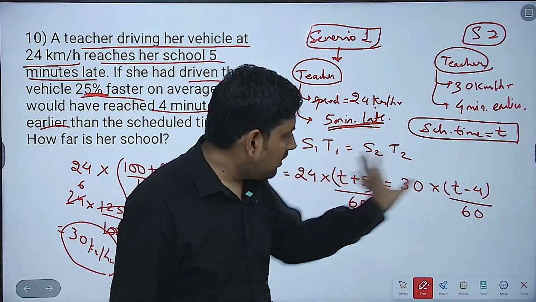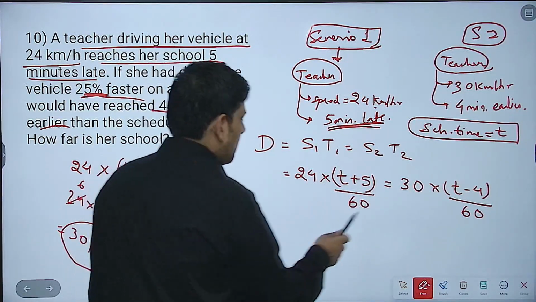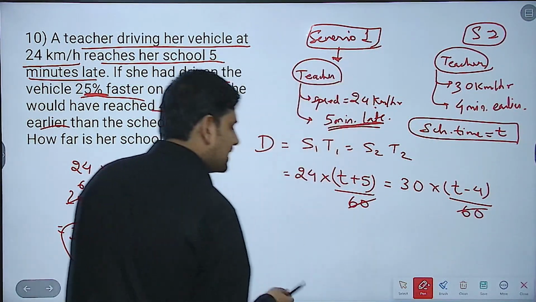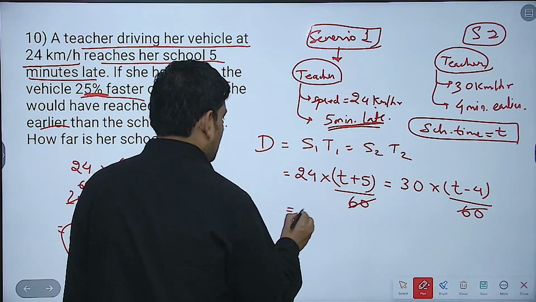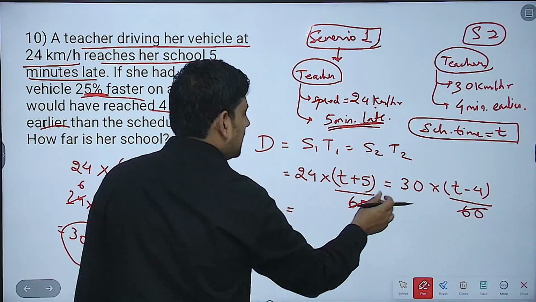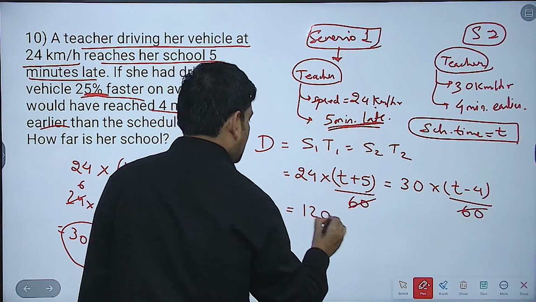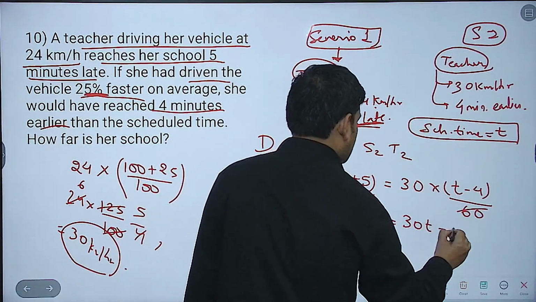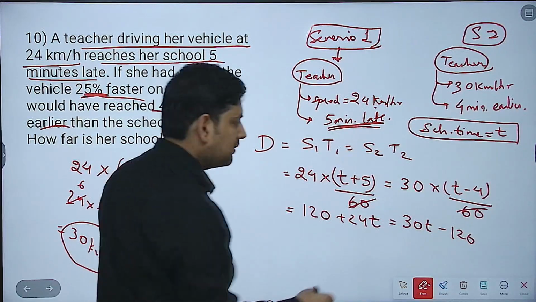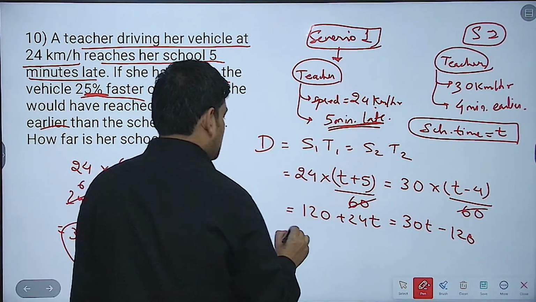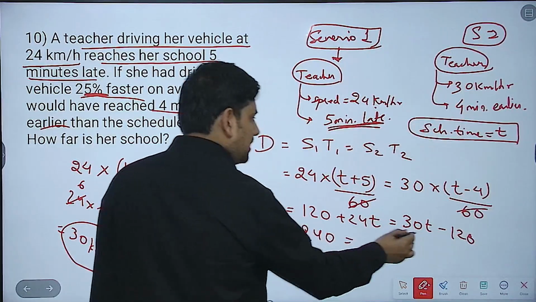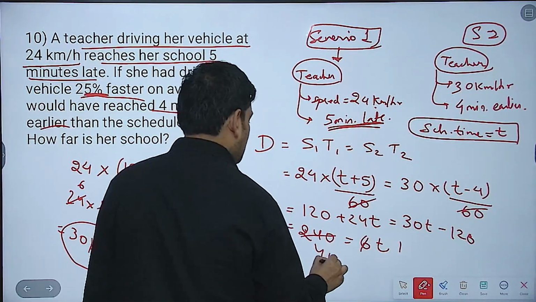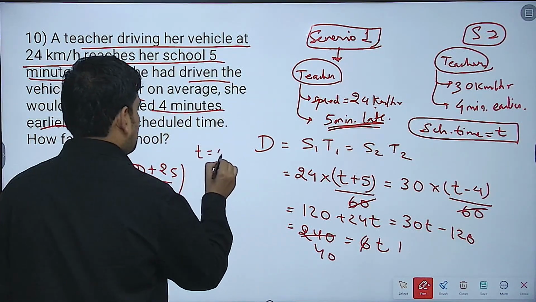Now let's solve these two first. So how will you solve this? First thing, you can cancel out 60 and 60 like this. Okay, 60 and 60 cancel out. Now here, as you see, here you have 24t, there you have 30t, here you have 24 into 5 is 120 plus 24t is equal to 30t minus 30 into 4 is 120, so 120 and 120 becomes 240 is equal to 30t minus 24t, that is 6t. How many times will this go? This will go one time, this will go 40. That means t came out to be 40 minutes.